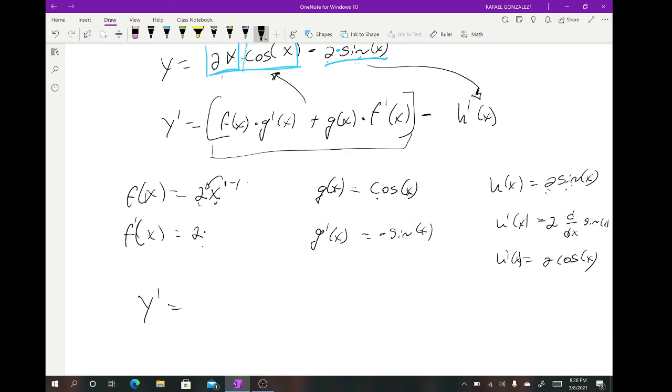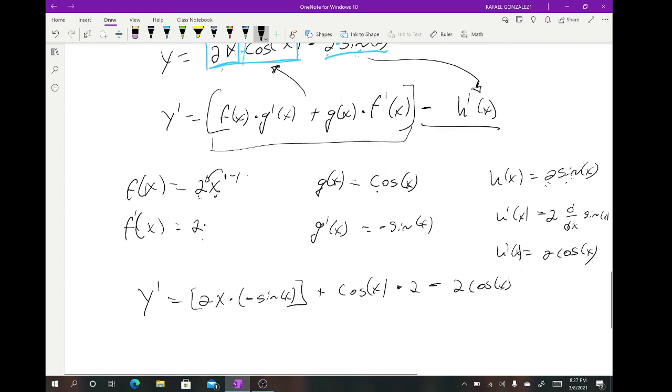So y prime equals the first, which is 2x, times the derivative of the second, which is g prime of x, which is minus sine of x, plus the second, which is cosine of x, times the derivative of the first, which is 2, and then minus h prime of x, which is 2 cosine of x, because that's just our h of x.